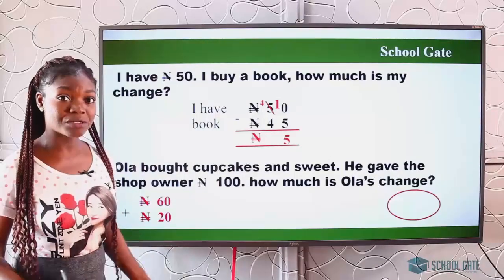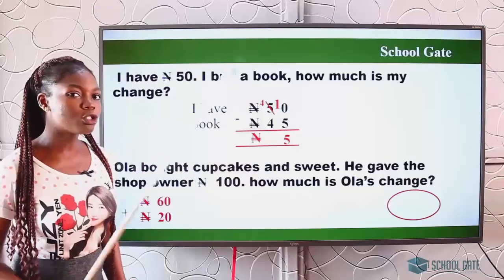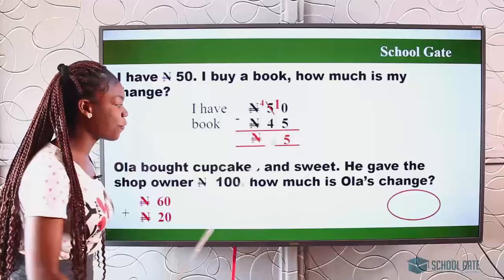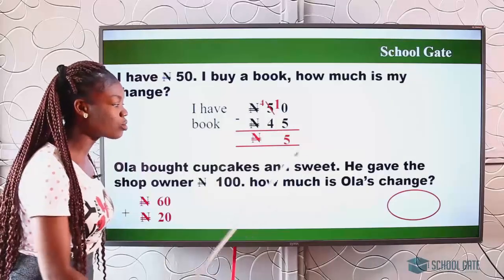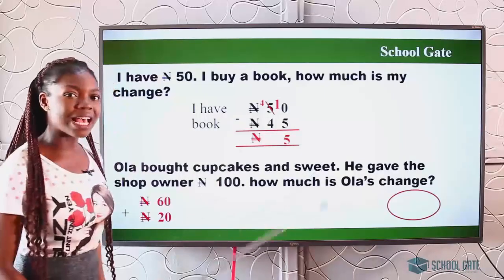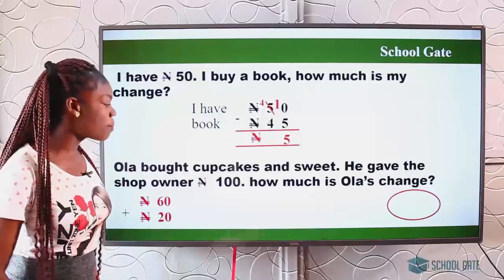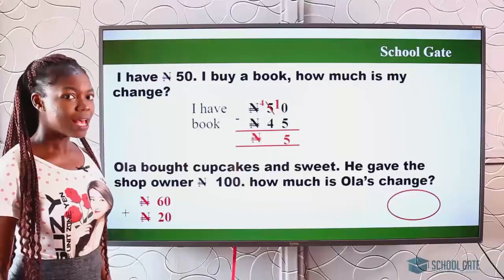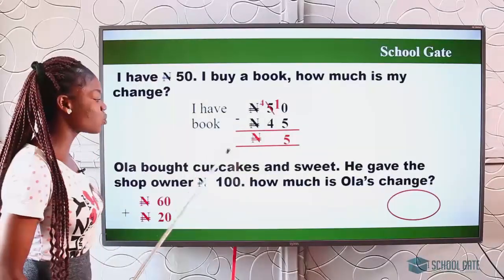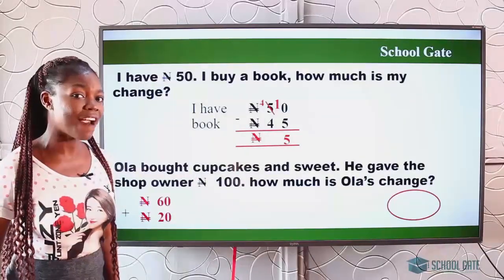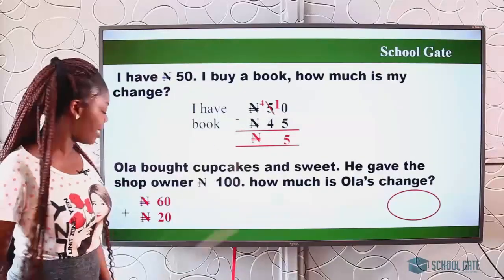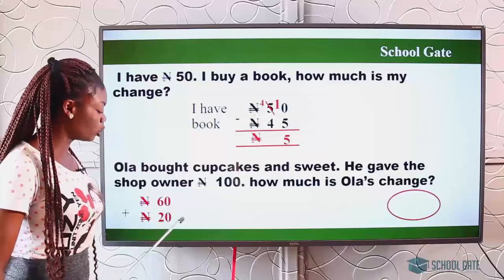to buy like ice cream and sweets. Now, what you do first is that you add the items you want to buy first, okay? You join these two items together first, and then you subtract it from your 100 naira that you took to the shop. Are you getting it? So what we'll do first, we'll add the cupcakes, which is 60 naira, and the sweets, which you bought, which is 20 naira, okay? So 60 plus 20.